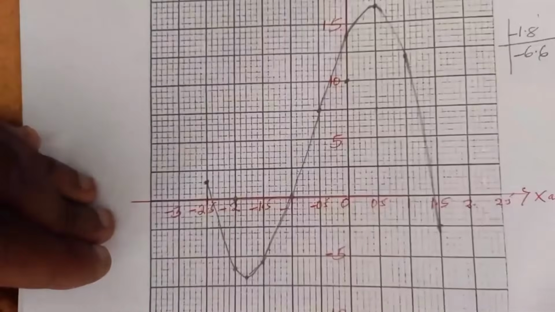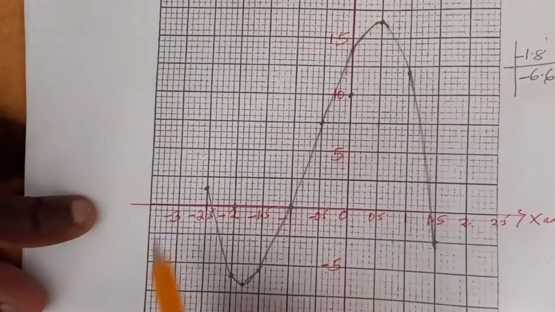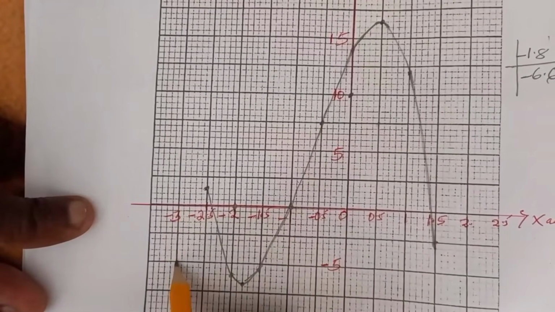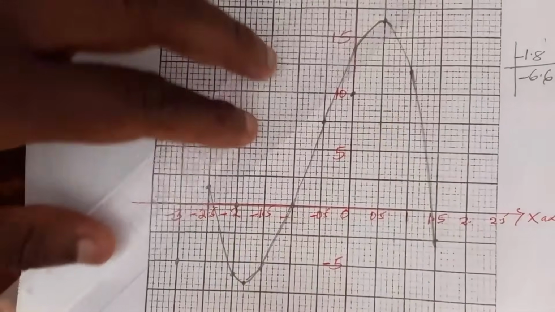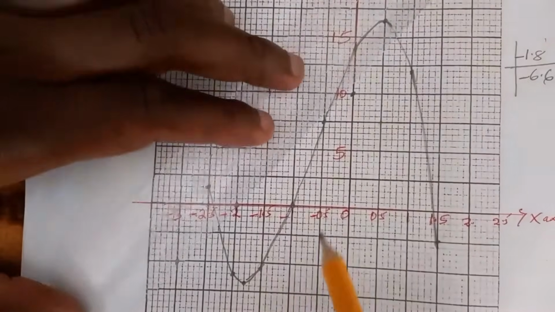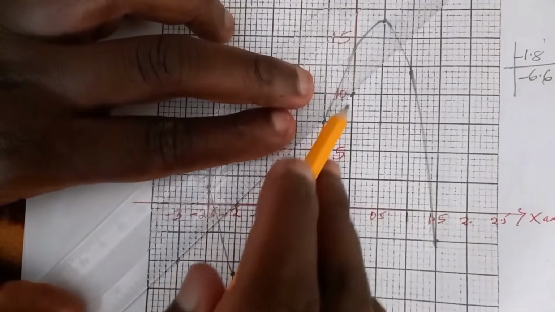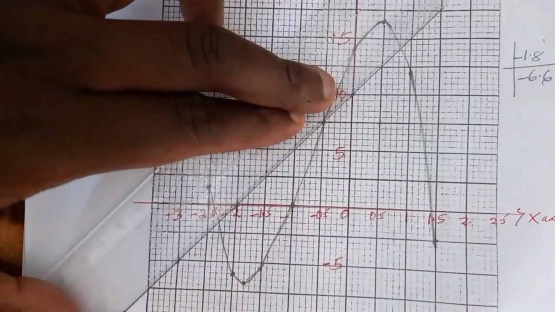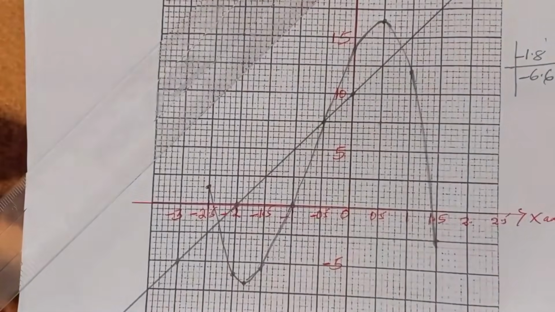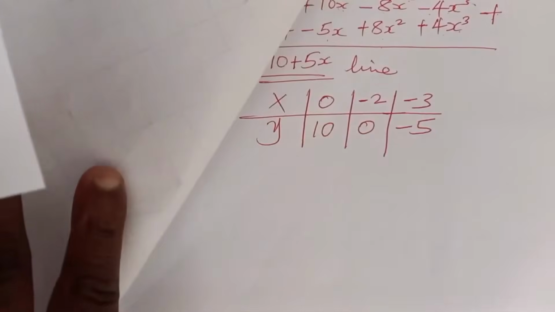And we have another one. The last one is negative 3, negative 5. So negative 3, negative 5 is here. So these are the points. This one, and this one. So join those points using a straight line. So that is the line. Y is equal to 10 plus 5x.